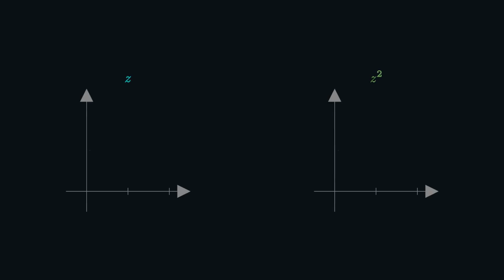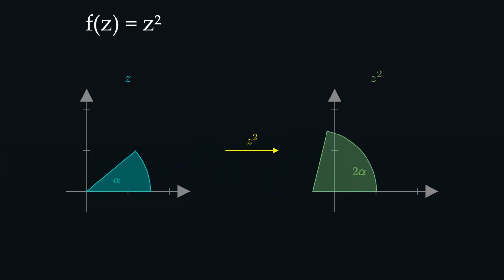I can visualize this with a concrete example. Take the function of a complex variable defined by f of z equals z squared. If I take a sector of the complex plane, say all z whose angle from the positive real axis is between 0 and some angle alpha, where alpha is at most 90 degrees, then f maps that sector to a new sector whose angle ranges from 0 to 2 times alpha. The squaring function doubles the angular spread. A thin wedge gets stretched into a wider wedge.